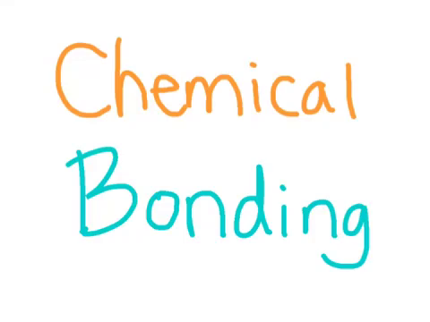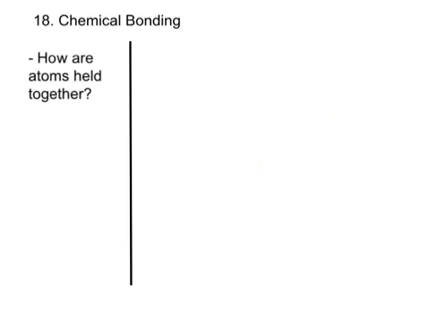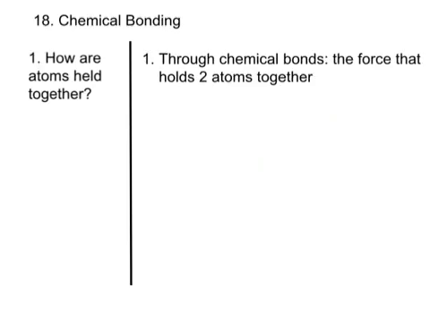In this unit, we'll be talking about chemical bonds, how atoms come together to make bonds and molecules. And so this is notes number 18, called chemical bonding. Our first question of these notes is, how are atoms held together? Atoms are held together through chemical bonds, which is the force that holds two or more atoms together.